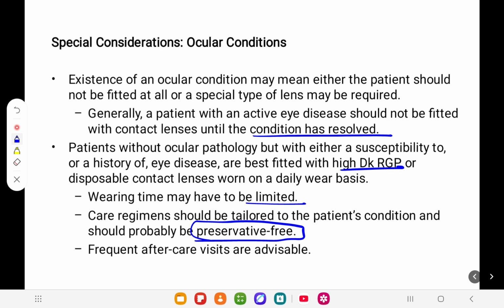Yes, frequent aftercare visits are advisable. It's always better to have frequent aftercare visits, and the time frame between aftercare visits should be shorter.